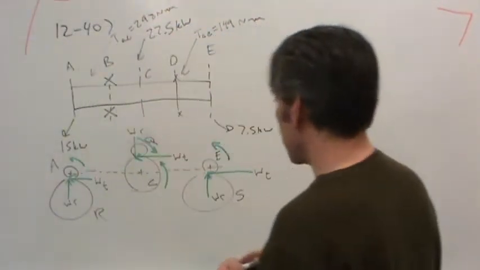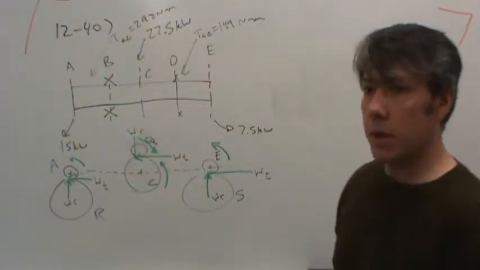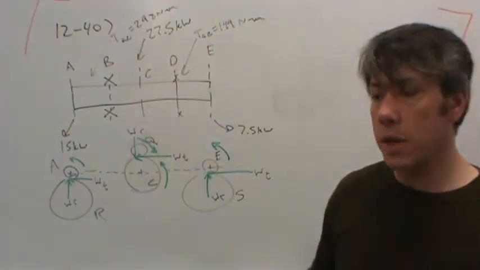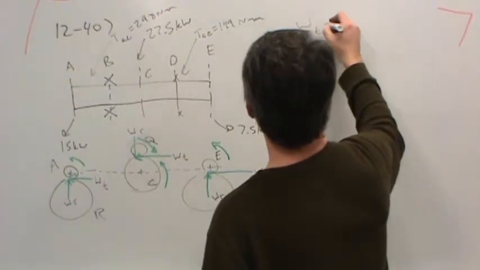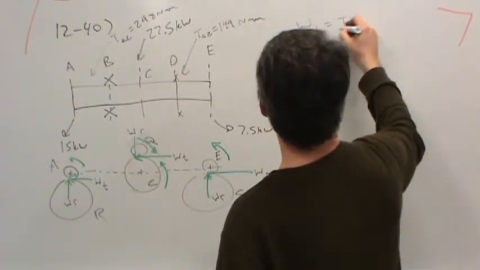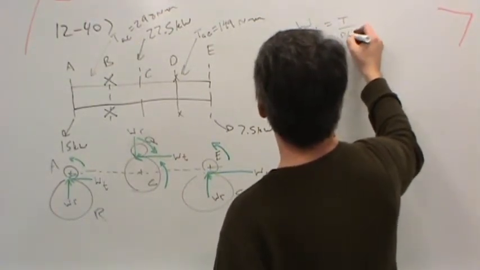Okay, so that's the first step, to calculate the torque. And the reason we start with the torque is because we can use that torque to calculate the tangential load. Now, the equation I had just a second ago was tangential load equals torque divided by diameter over 2.